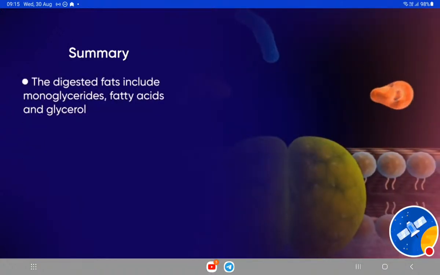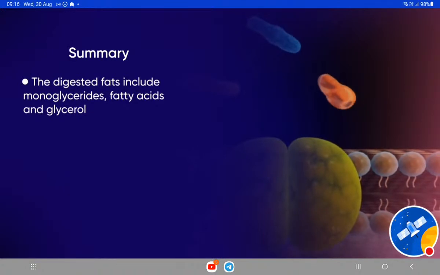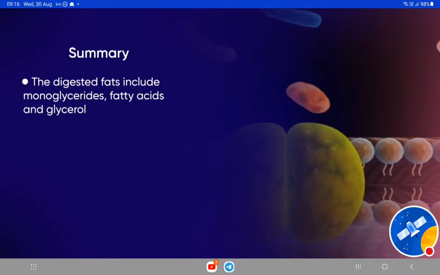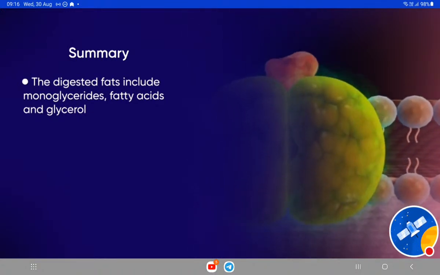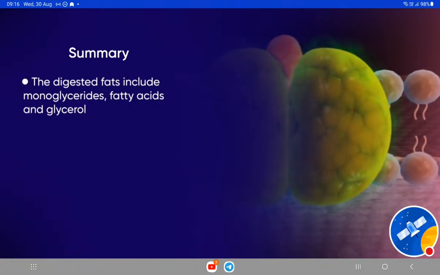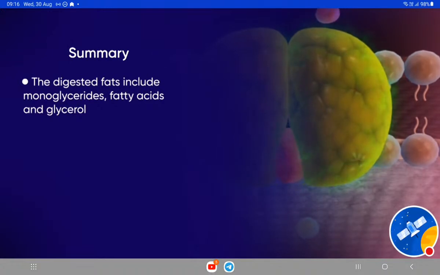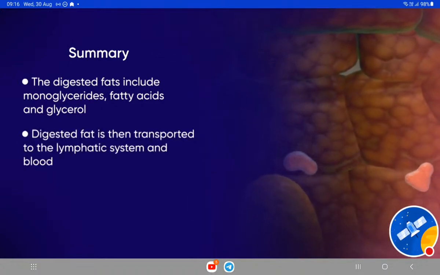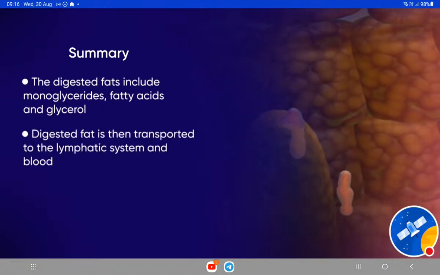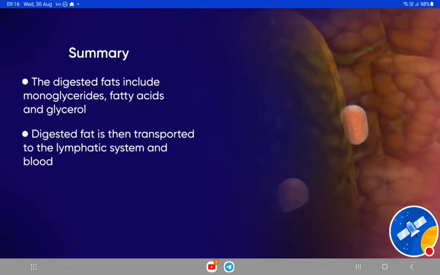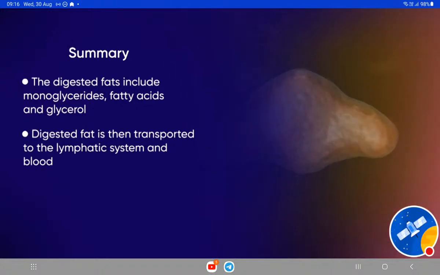The digested fats include monoglycerides, fatty acids and glycerol. Glycerols are water-soluble, so they are directly absorbed by the mucosal cells of the intestine. The digestive fat is then transported to the bloodstream through the central lacteal of the lymphatic system.